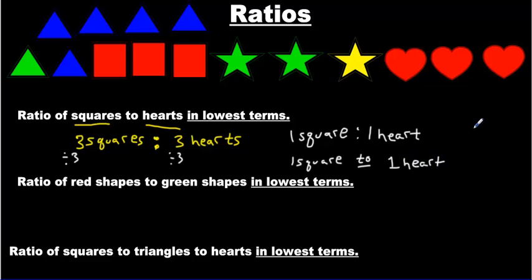Or we can write it as a fraction. We can write 1 square. I'll write S to 1 heart. I'll write an H. This is a 1. And all of these are correct.